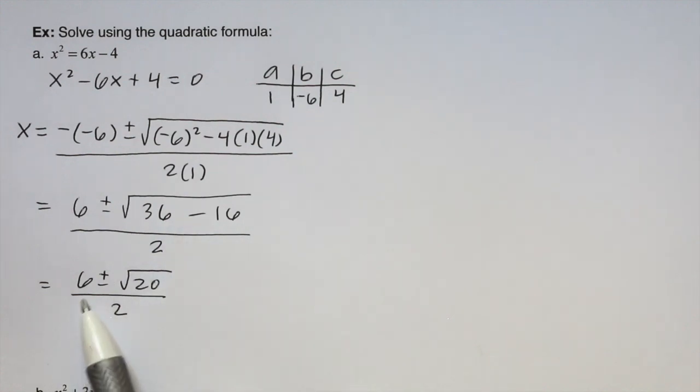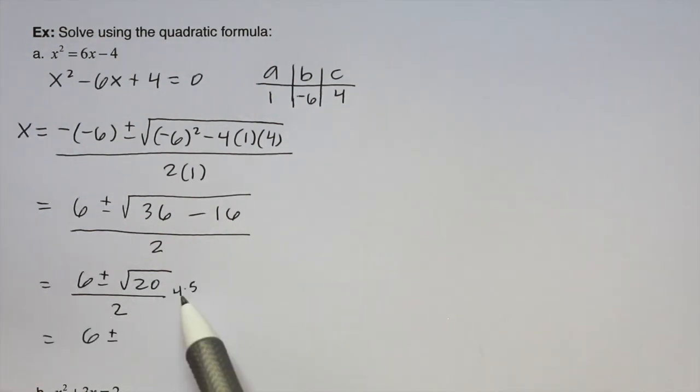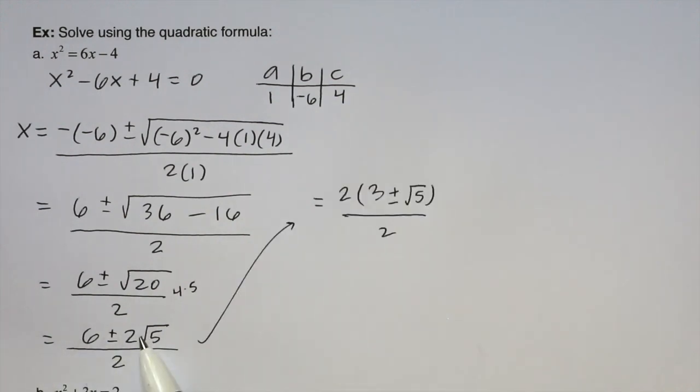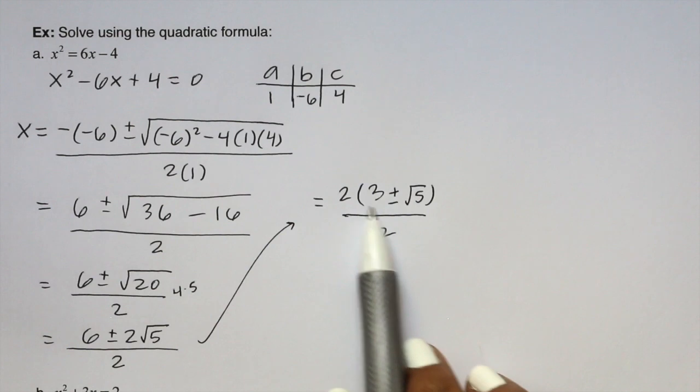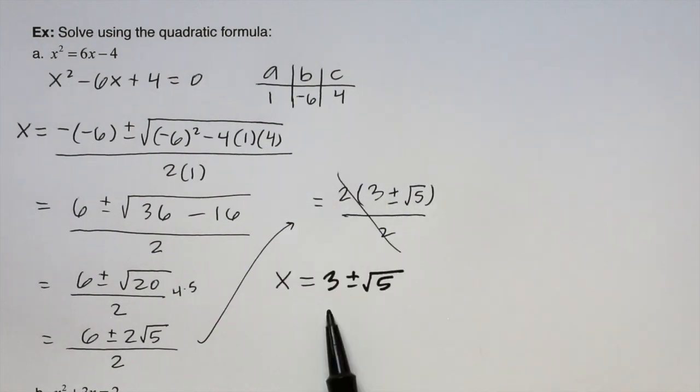So when you simplify, you get 6 plus or minus the square root of 20 over 2. At this point, 20 breaks down to 4 times 5. The square root of 4 is 2. The 5 is still underneath the radical, and it's all over 2. Last step, if you'll notice, the 6 and the 2 root 5 both have a 2 in common that you can factor to the front. So I factored the 2 out, and you get 2 times 3 plus or minus root 5, so that these 2's can cancel. So our final answer is going to be 3 plus or minus root 5. And again, that represents two answers, 3 plus root 5 and 3 minus root 5.